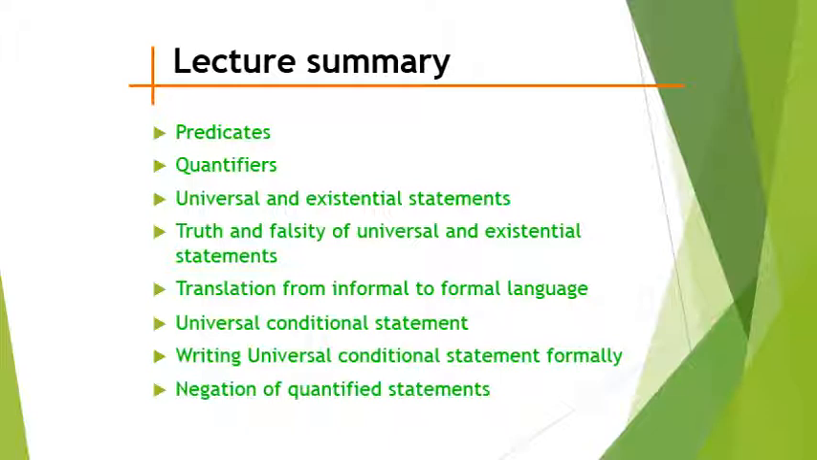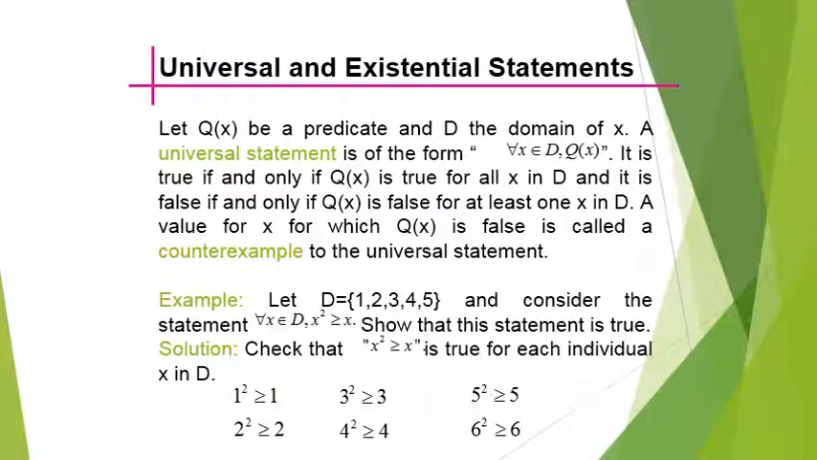मसलन हम पहले यूनिवर्सल स्टेटमेंट की बात करते हैं। So, universal statement can be defined as: let Q of X be a predicate and D is the domain of X. A universal statement is of the form: all X belonging to D such that Q of X. तो ये जो यूनिवर्सल स्टेटमेंट लिखी है, इसको हम डिफाइन करेंगे कि ये ट्रू है। ये कब ट्रू होगी? इफ एंड ओनली इफ Q of X is true for all X in D.